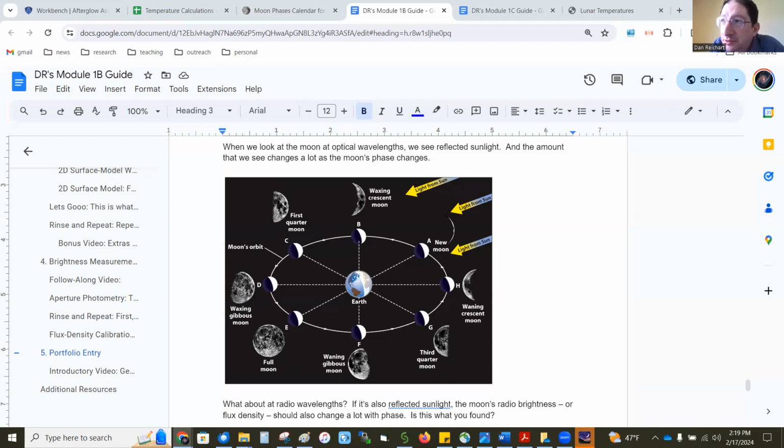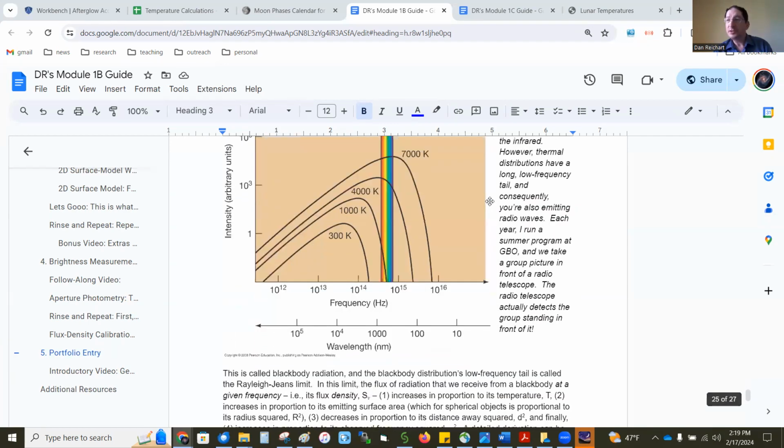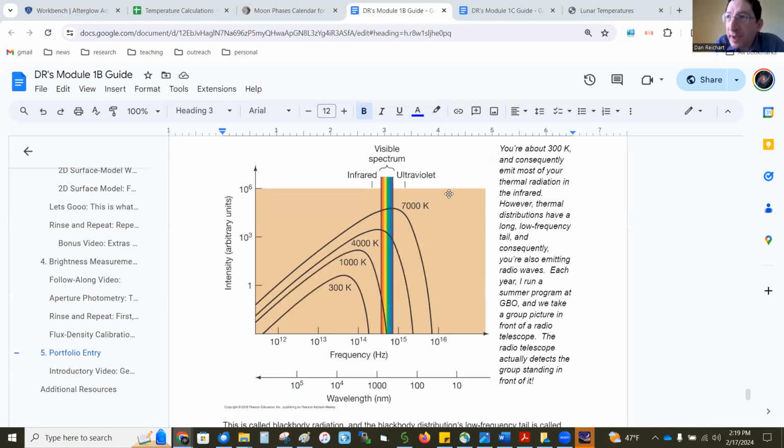So the next thing we need to do is calculate the temperature of the moon. Now, to do that, you need to know a little bit about thermal emission. And so here we have thermal spectra, black body curves, they're sometimes called. On the x-axis, we have the frequency of the light. This is the visible band. This is light that we can see with the human eye. Over here, you have ultraviolet. Here you have infrared. And way over here off the left side of the chart, we have radio.